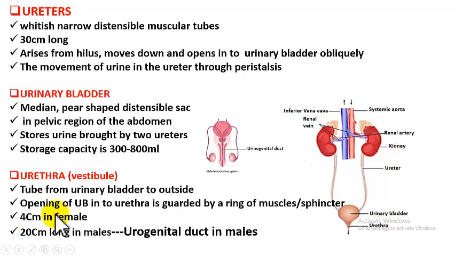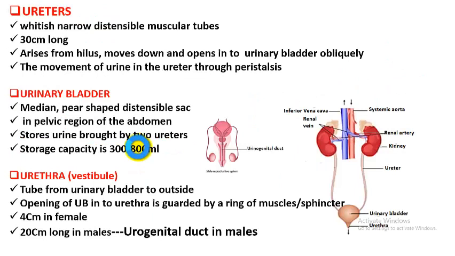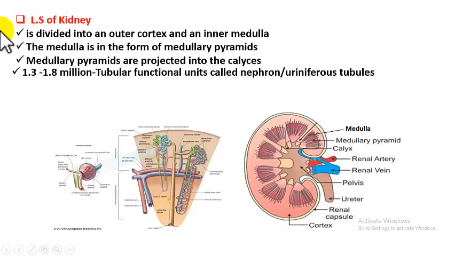That is the reason why the females get urinary infections very often. Because it is so short, the infections are more in females when compared to males. Understood, students? So this is about urethra. Now we have finished the excretory system and its parts. Now let us dwell into the details of the L.S of kidney.